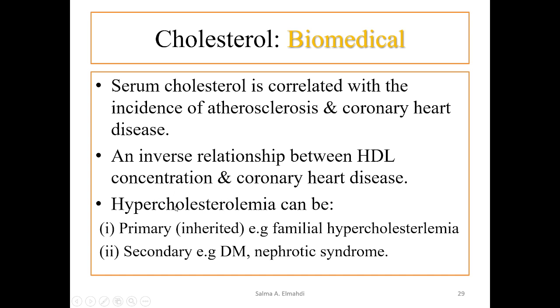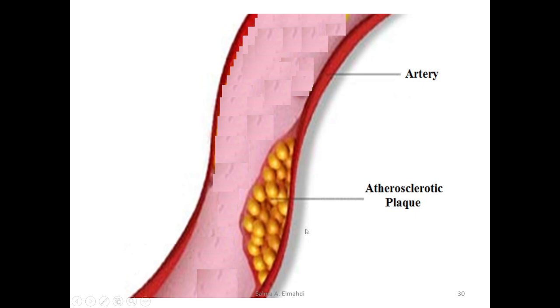A group of conditions called hypercholesterolemias, related to a high level of cholesterol in the blood, can be either primary inherited conditions such as familial hypercholesterolemia, or secondary due to other causes such as diabetes mellitus or nephrotic syndrome. And this picture here shows a section of a blood vessel in which there is a plaque formation.